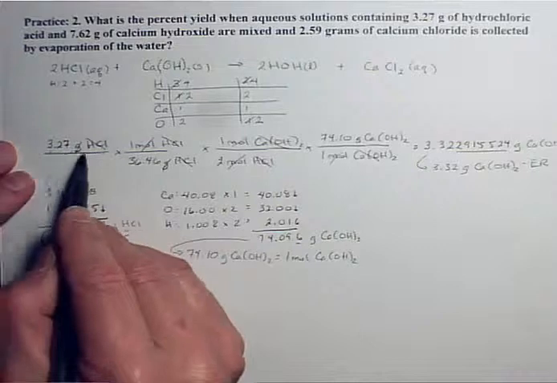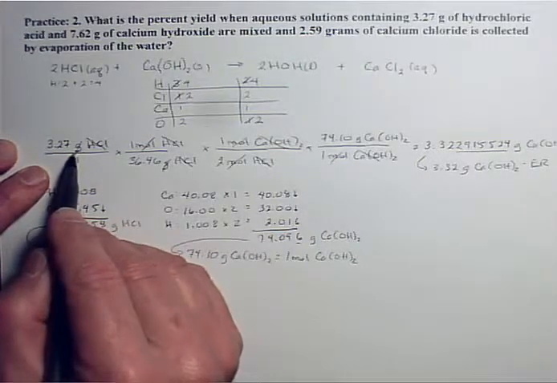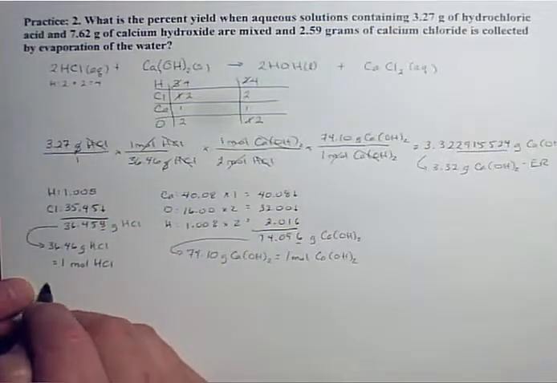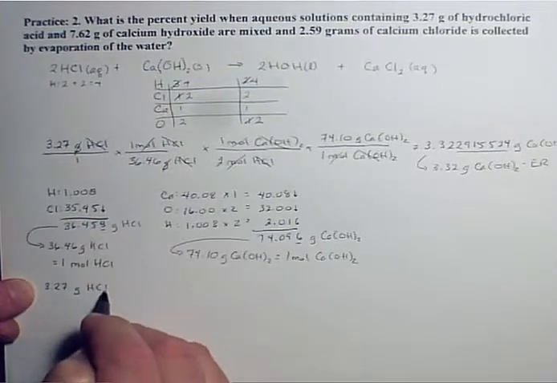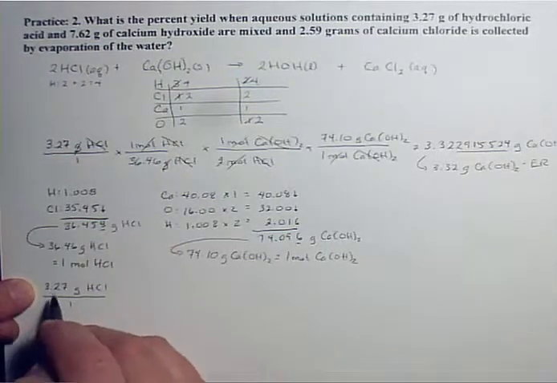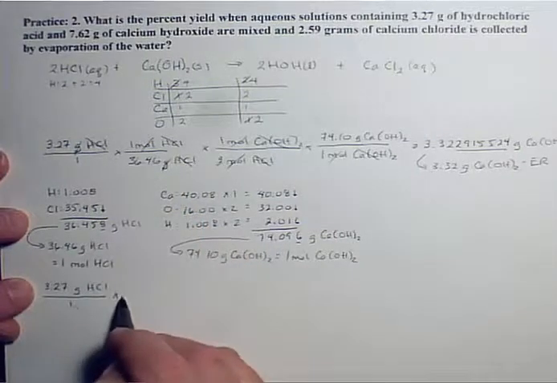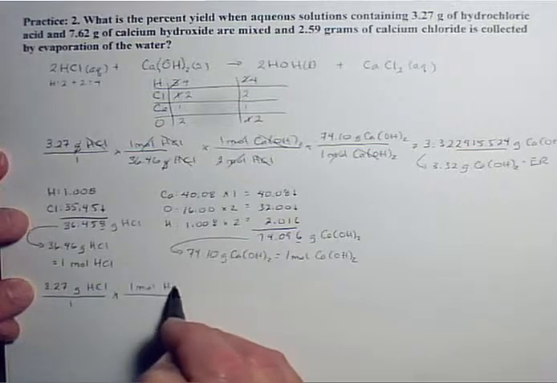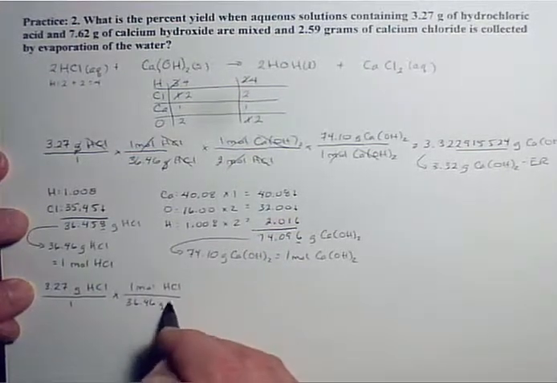We'll start the same way we did here. It just happens to work out that way this time. Sometimes it wouldn't. We're going to start with the given amount, 3.27 grams of HCl, put it over 1. We still have to convert it to moles, so we still need this same molar ratio. We just happen to be lucky here to have it look exactly the same. 1 mole of HCl, 36.46 grams of HCl.